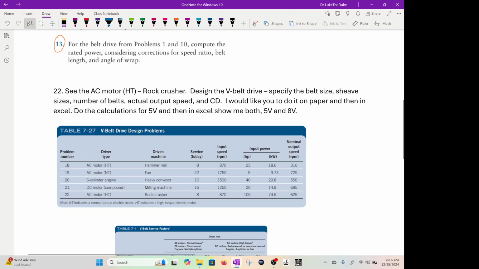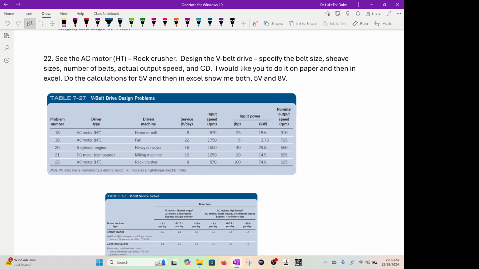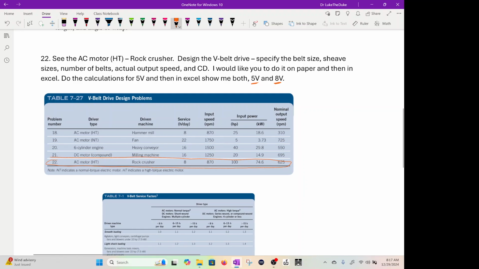Problem 22, this is where you can actually start designing your own. So we're going to basically look at this right here. We're going to design a V-belt, specify the belt size, sheave sizes, number of belts, actual output speed, center distance. Do it on paper and then do it in Excel. And then I want calculations for 5V and 8V.